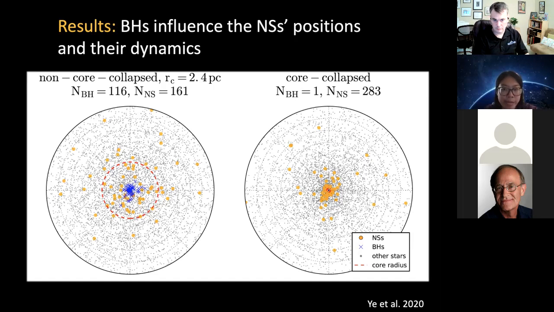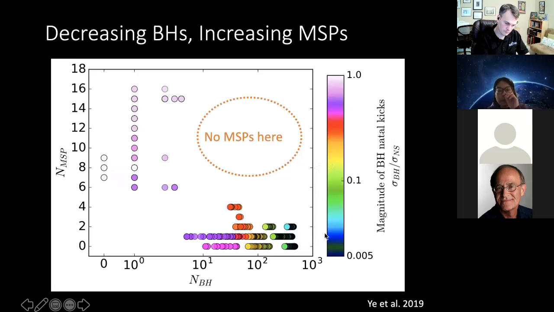Typical globular clusters can have as many as 100 black holes retained. So in these clusters, like the one on the left, neutron stars are further out and don't have many chances to form binaries with another neutron star or black hole. This is also shown in the number of millisecond pulsars. So the number of millisecond pulsars in a cluster is anti-correlated with the number of black holes. For clusters with more than 100 black holes, there can be at most about 2 millisecond pulsars. But for clusters with only 1 or 2 black holes, there can be as many as 16 millisecond pulsars.